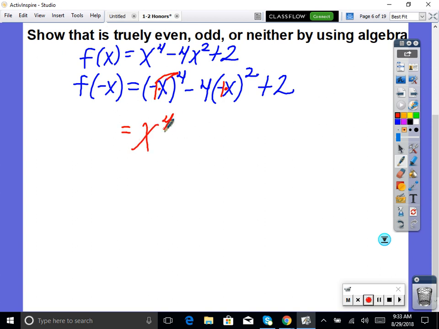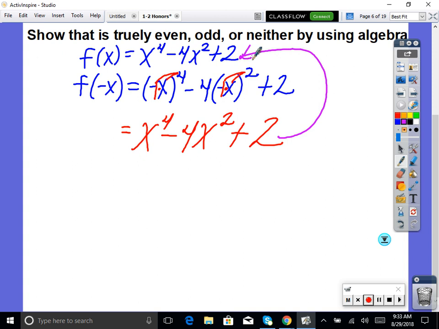Now we still have minus 4. Nothing's going to happen to that right now. And then don't we have a negative 1 squared, which is positive 1? So we just have minus 4x squared. True? And then we have plus 2. We have simplified this completely. Now what you do is you compare it to the original function. Let's look at the original. Right there's the original. Is it the exact same? Yeah. So it's even.